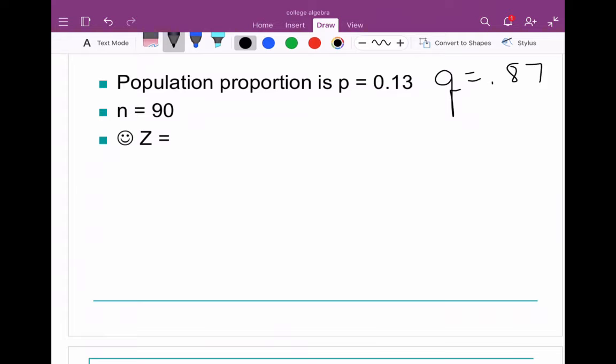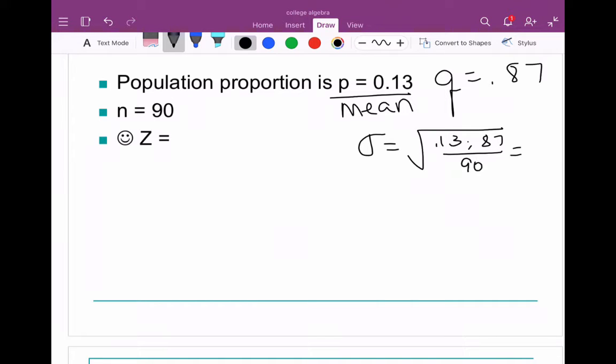In order to calculate our z-score, we're going to need two things: our mean, but we also need to know our standard deviation. So our standard deviation in this case is going to be the square root of 0.13 times 0.87 all over 90, which ends up equaling 0.035. Now remember that our z-score equation is x minus our mean over our standard deviation. Well, a better way to write this is going to be to say that it's our p hat minus our p over our standard deviation. So our sample proportion minus the population proportion over the standard deviation.